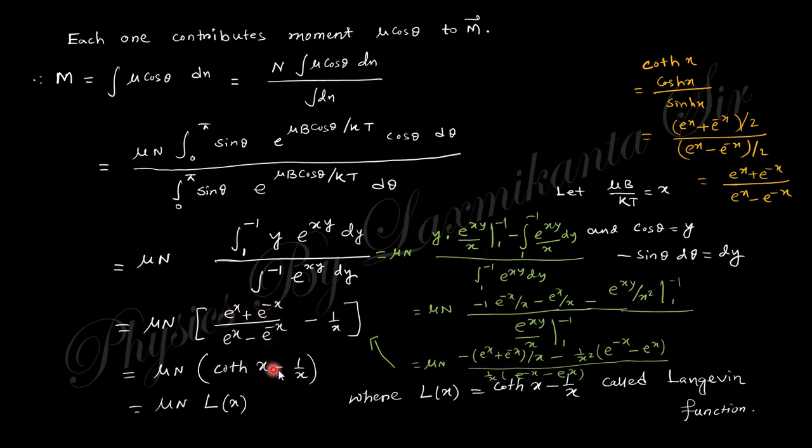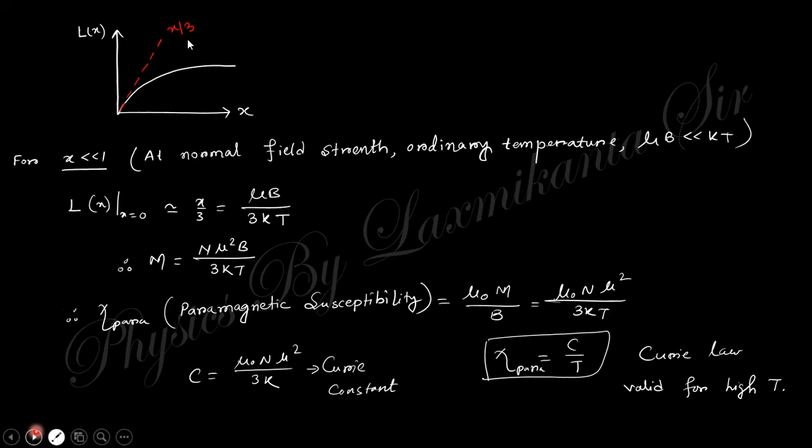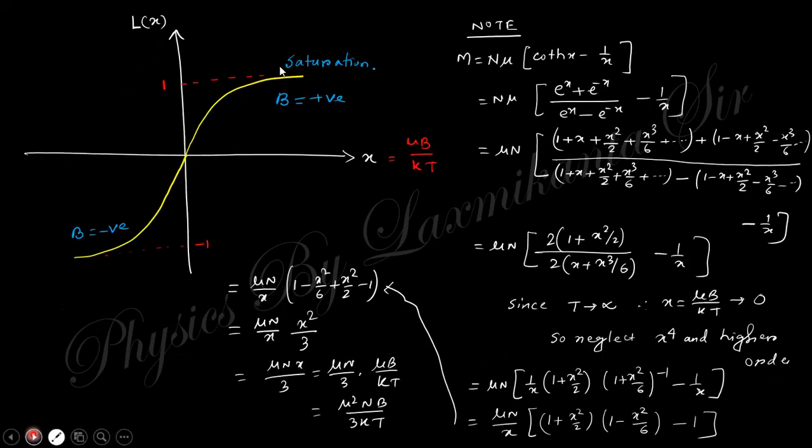And this is nothing but coth x, because coth x is cosh x by sinh x. Do this calculation with your own hand, you can easily find this expression. And this is known as the Langevin function. If you draw this Langevin function, the total curve will be like that. This is the positive saturation, this is the negative saturation. This is the Langevin function.